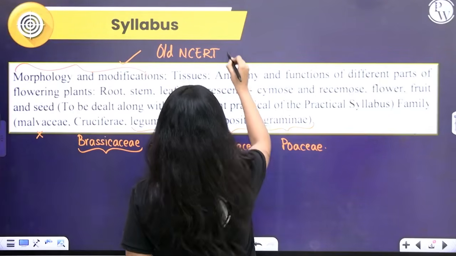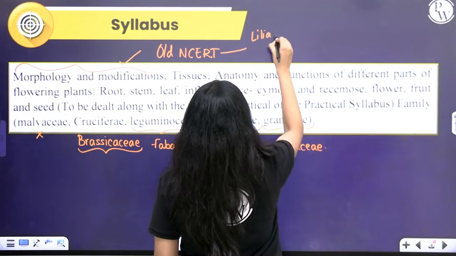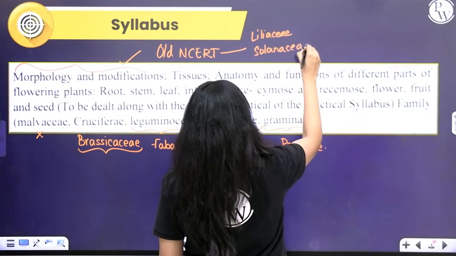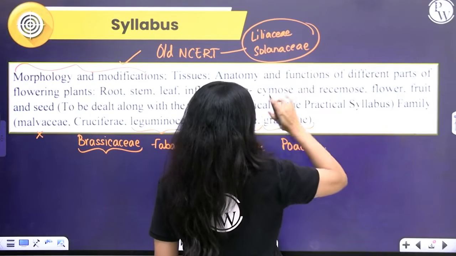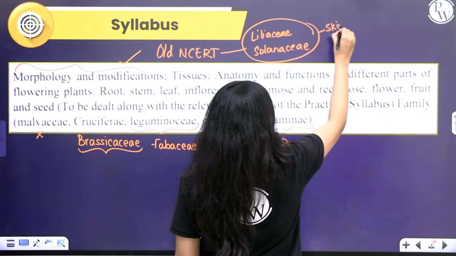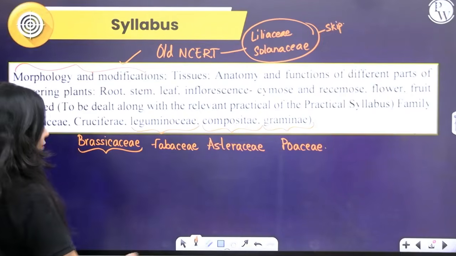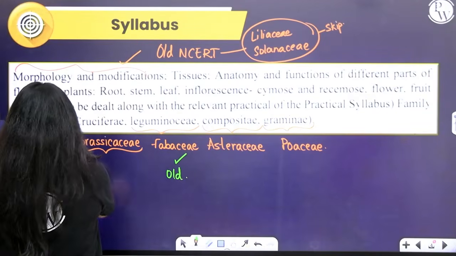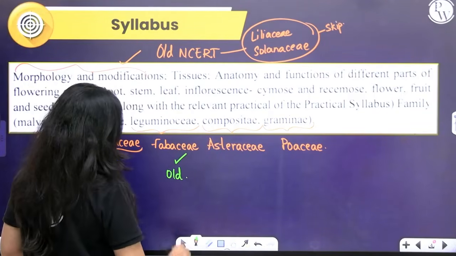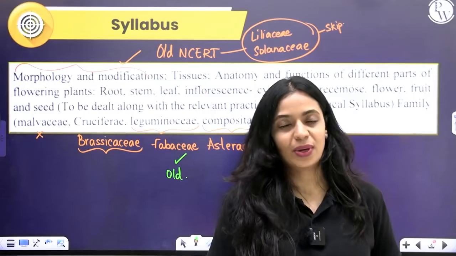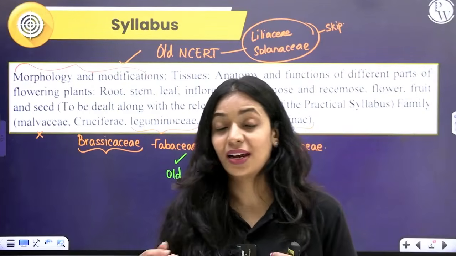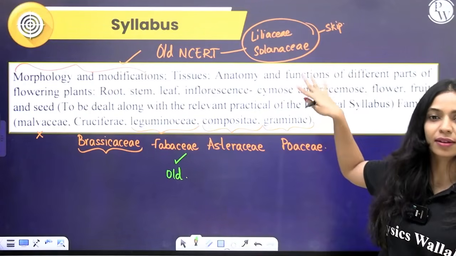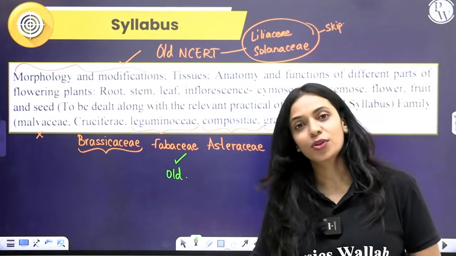In the old NCERT, you had Liliaceae and Solanaceae, which is not there in your NEET syllabus. So this can be skipped. Okay. So Fabaceae was there. This is there in old NCERT. All of these, Malvaceae, Brassicaceae, Asteraceae, Poaceae, it's not there in either old NCERT or new NCERT. So whatever relevant information, characteristic features are required, I will teach that myself. You will get the notes for it along with the notes here in the form of the same slides. You will get notes, so you can download that from our app.